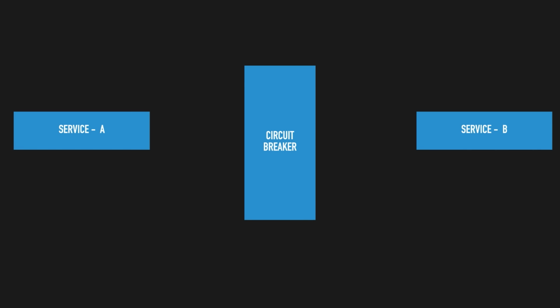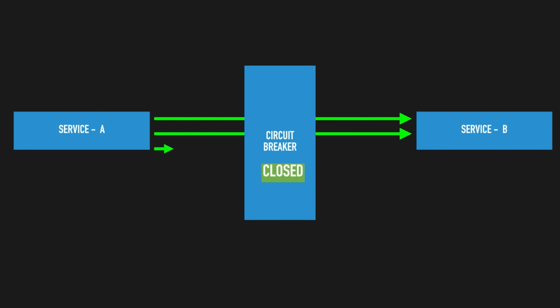By default, the circuit breaker is in the closed state. Closed means the calls from service A to service B are allowed. So right now, if the circuit breaker is in the closed state, service A can call service B and the requests are going through because the circuit breaker is in the closed state.